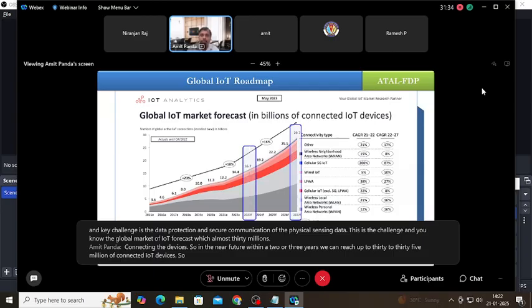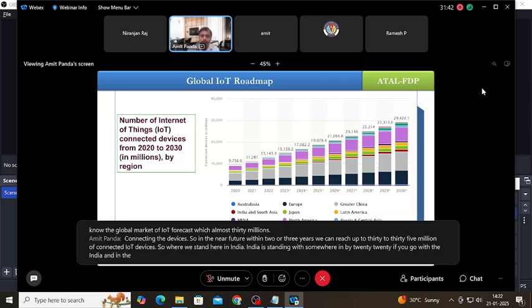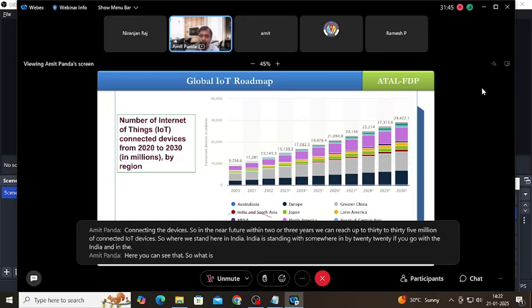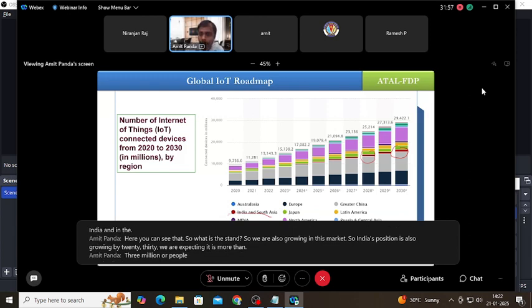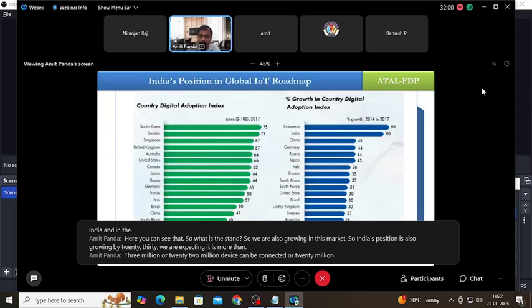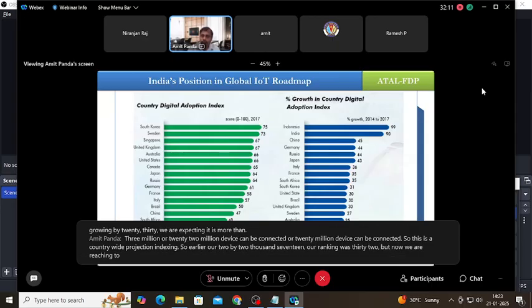So where do we stand here in India? India is standing somewhere around 2020. So what is the stand? We are also growing in this market. India's position is also growing by 2030. We are expecting more than 20 million devices can be connected. So this is the country-wide projection indexing. Earlier, by 2017, our ranking was 32, but now we are reaching the top two indexing positions.